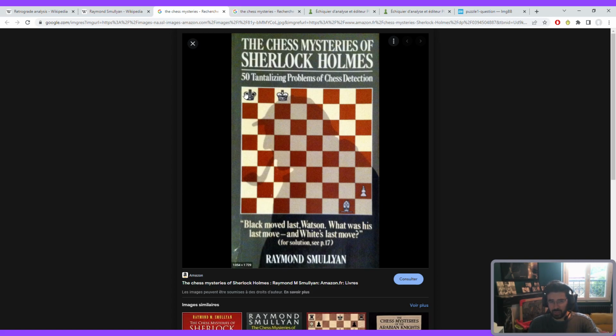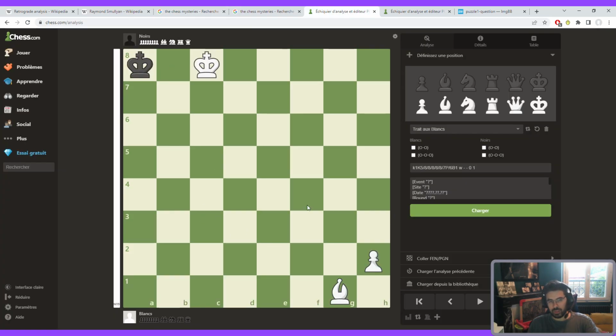So as you can see, you have the black king in a8, the white king in c8, and you have a white bishop in g1 and a pawn in h2. And the question is, black moved last. What was his last move? And white's last move. Okay, so what are actually the two last moves? One for black, one for white. I will study this there because it's easier.